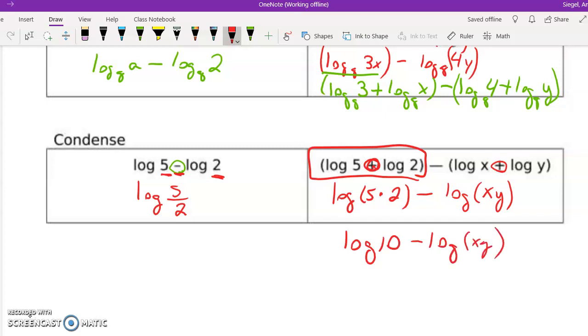Now, I want to also point out this. So this is coming from an older lesson. Don't forget that the log, L-O-G, that's our common log, and it has a base of 10. So log base 10 of 10, remember those cancel out. So this is 1 minus log of xy.